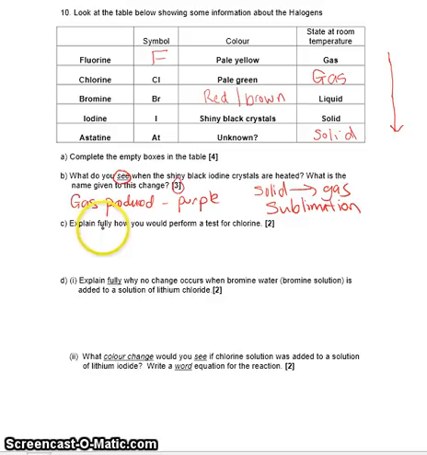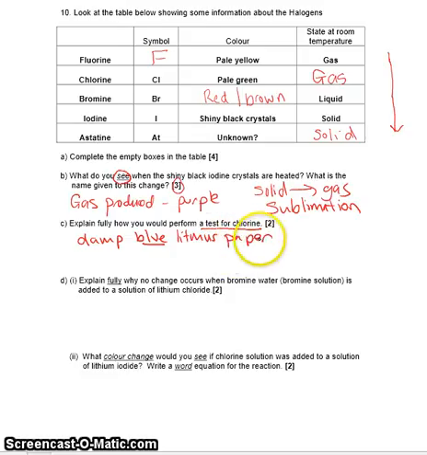Right, explain fully how you perform a test for chlorine. Now to test for chlorine gas, when you make chlorine gas, if you want to make sure that what you've got is chlorine, you have to use damp blue litmus. It must be blue. If you use red, it doesn't work. So damp blue litmus paper.